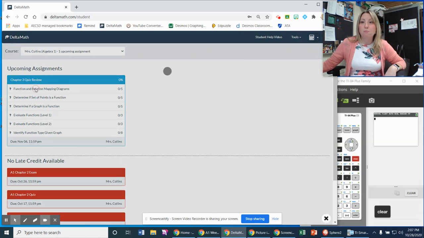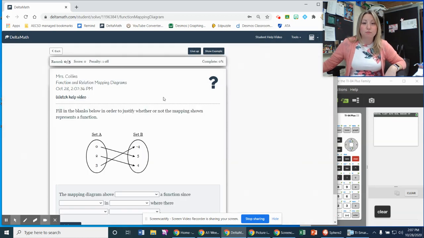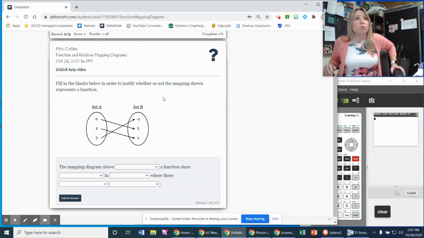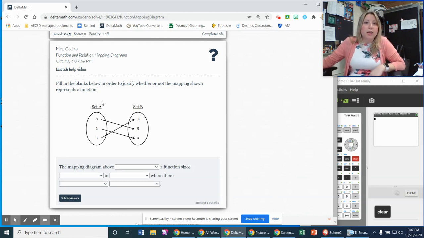Function and relation mapping diagrams. We're going to get 5 of these. This is going to help us practice, and we're going to get instant feedback to know if we're right or not in preparation for our quiz. Fill in the blanks below in order to justify whether or not the mapping shown represents a function.